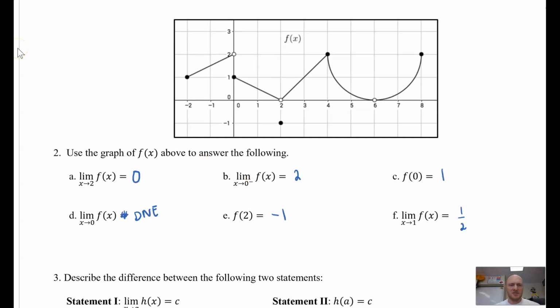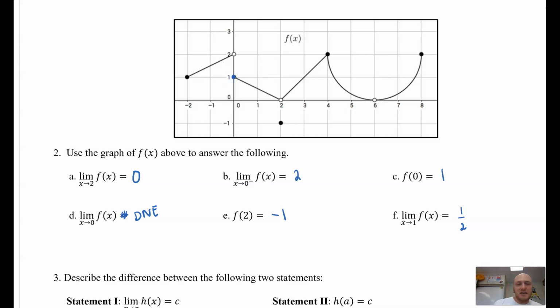Okay, here are the solutions. On number 2, A, the limit of f of x as x approaches 2 is 0. B, the limit of f of x as x approaches 0 from the left is 2. Or sorry, C, f of 0, what's the function value at 0? Well, the closed dot, again, is right here, so that's going to be 1.